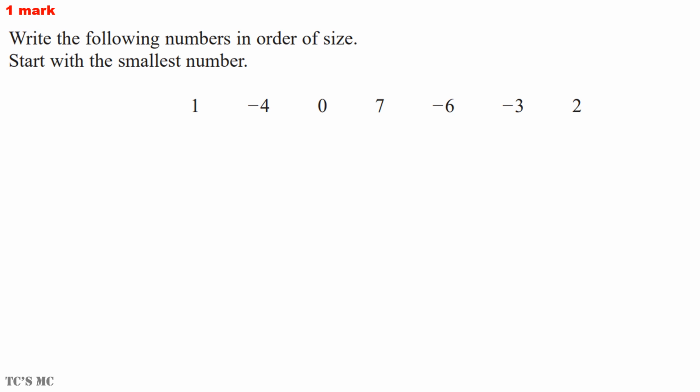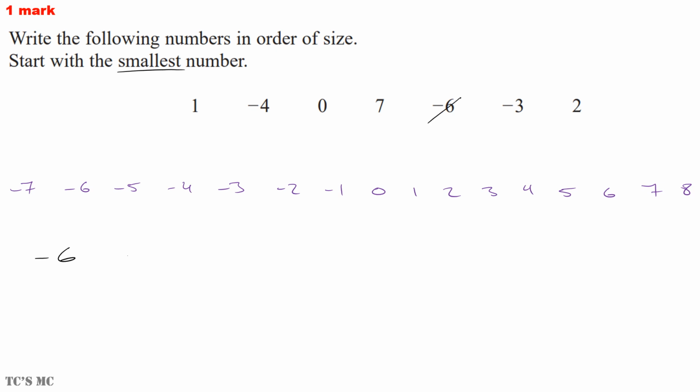Write the following numbers in order of size. Start with the smallest number. For a question like this, it's always a good idea to draw out a number line. I'm going to start with -7. Now I can easily picture which number is the smallest. The smallest number is -6. Cross that out from the original list.